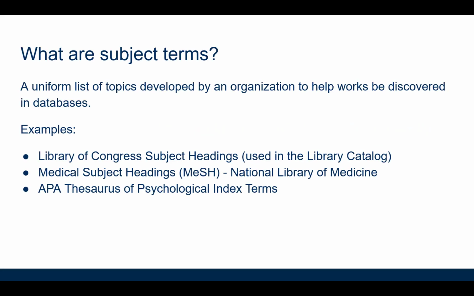So what are subject terms? They are a uniform list of topics developed by an organization or an external body to help works be discovered in databases. Some examples are the Library of Congress subject headings, used in university library catalogs, including at UM-Flint. Medical subject headings, developed by the National Library of Medicine and heavily used in PubMed, but you may also see them in other databases as well. And particularly for PsycINFO and more, the APA has created a thesaurus of psychological index terms, and those are the subject headings we are going to be looking at.